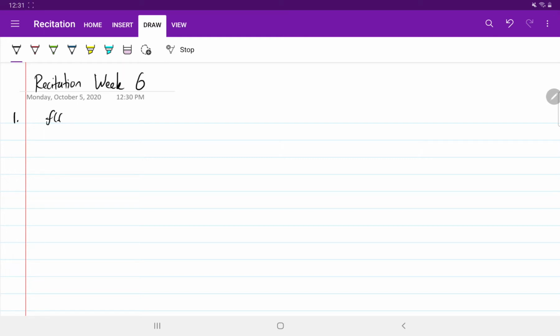We have f(t) = e^t, and g(t) = e^(-2t), defined for t greater than or equal to 0. And the question is we want to find the convolution of f(t) with g(t). So what is the convolution of both functions?